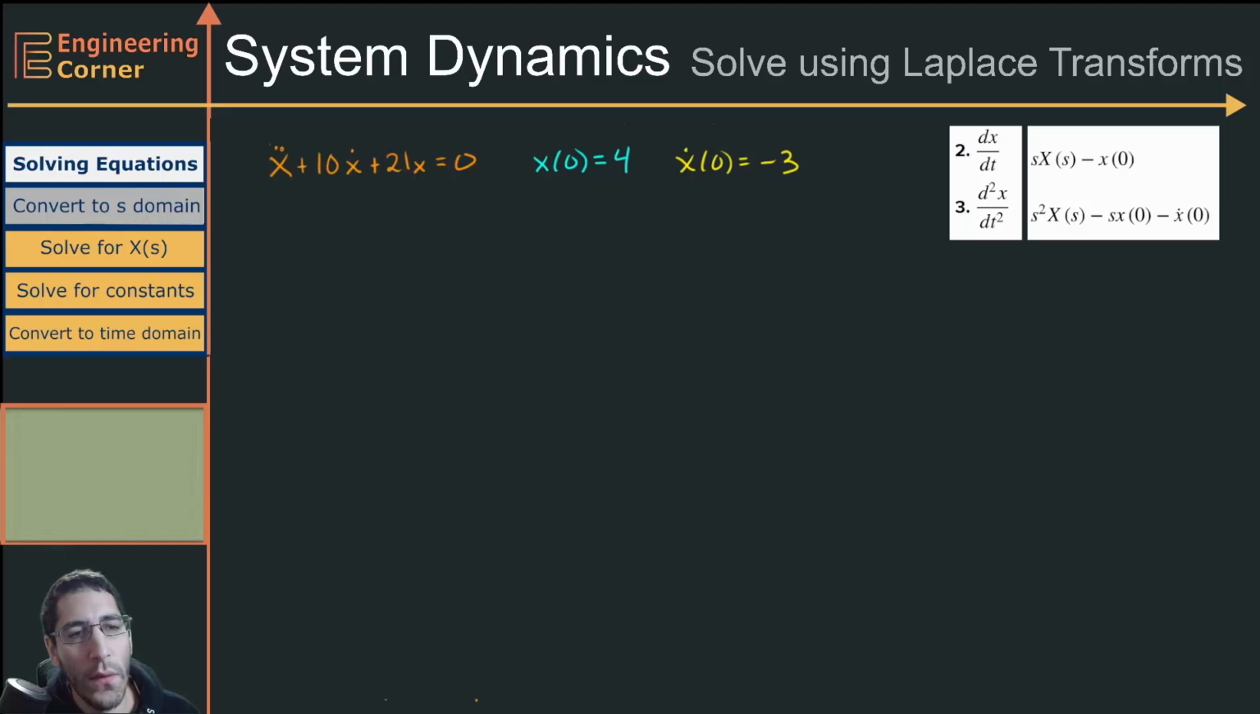In this video, what I want to do is solve the differential equation x double dot plus 10x dot plus 21x is equal to 0 with the initial conditions x of 0 is equal to 4 and x dot of 0 is equal to minus 3. And I want to solve it using a Laplace transform.